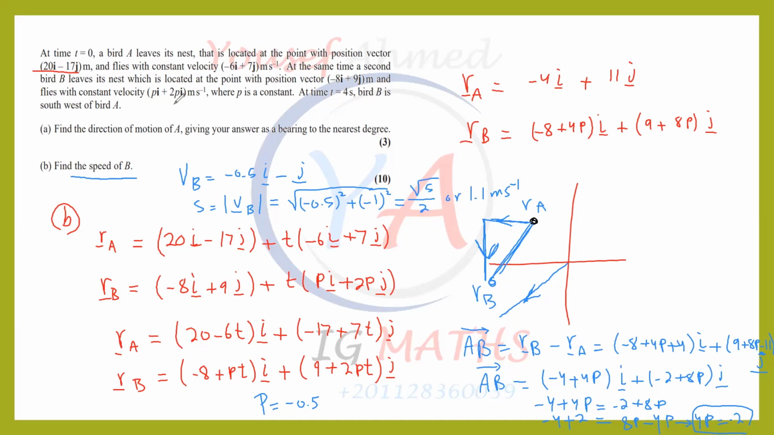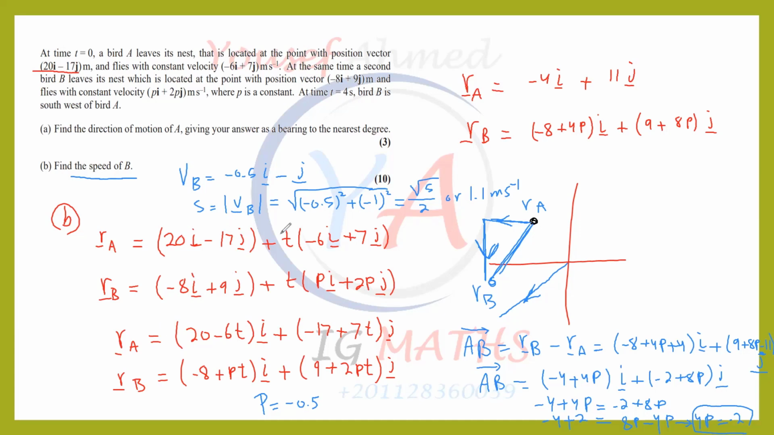So again, how did we do part B? Because it has 10 marks, it's a bit lengthy. So you need to get the position vector for bird A first by using the initial position vector, which is r node, and you have the velocity. So it will be r node plus t multiplied by velocity. The same thing we have done for bird B, which is r node plus t multiplied by the velocity.